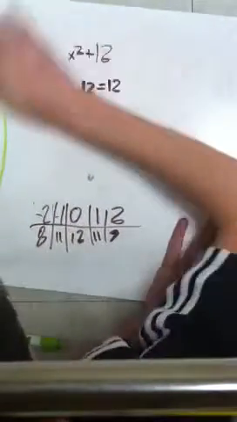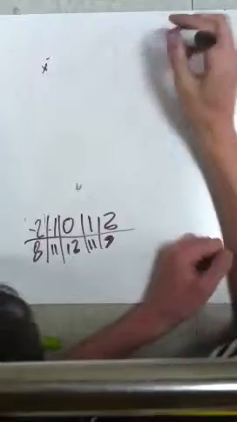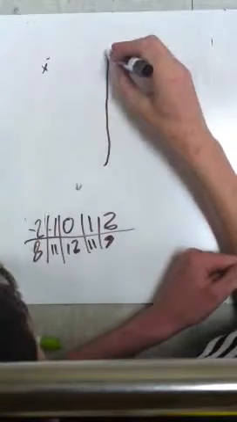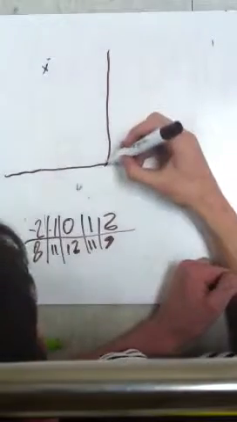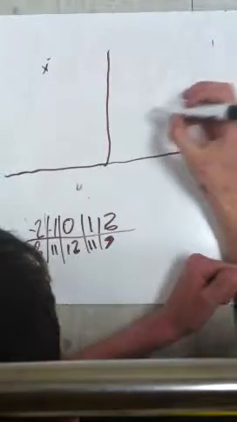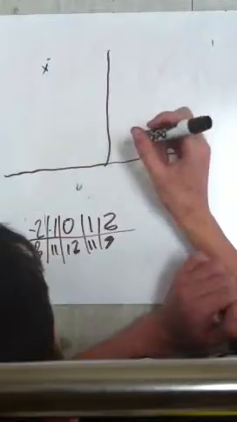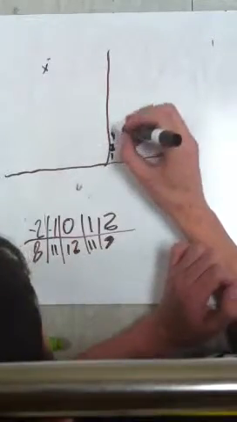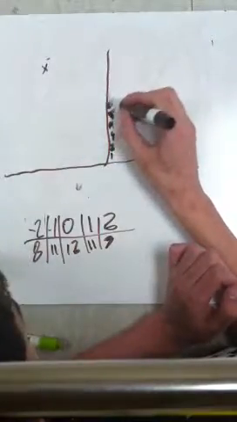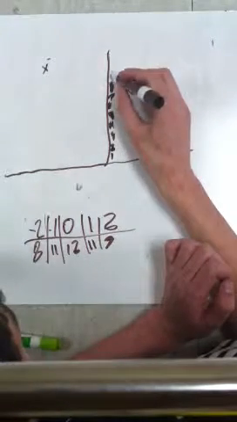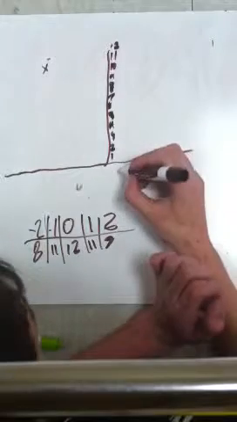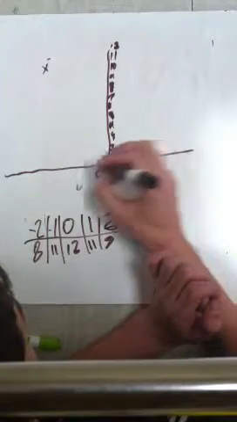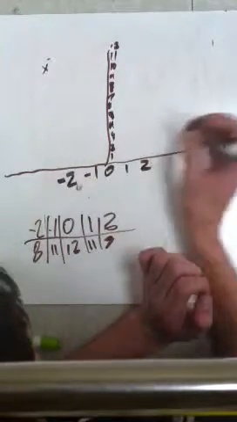And so we're going to substitute one of the points to get the y value. So we're going to do negative 2 squared plus 12 equals negative 4 plus 12 equals 8.